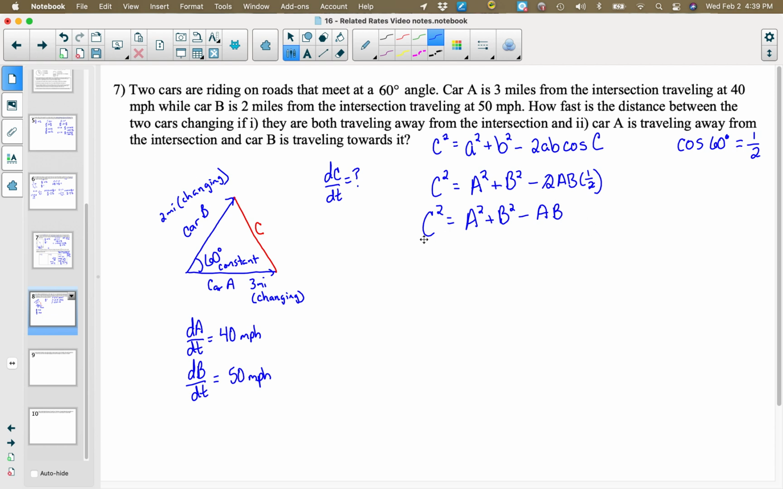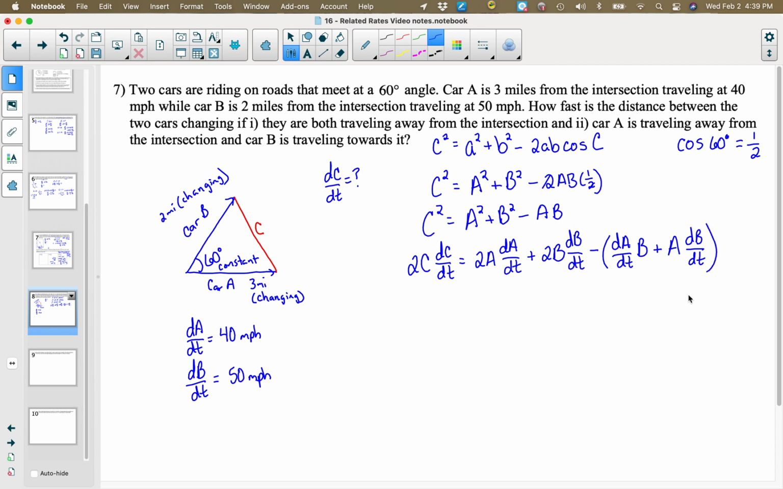So here I'm going to have 2c dC dt equals 2a dA dt plus 2b dB dt minus, I got a product here, a times b, so I have to use the product rule. So it's u prime v, so it's going to be dA dt times b plus uv prime, so it's going to be a times dB dt. That's a lot of stuff going on there.